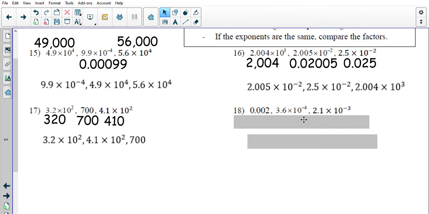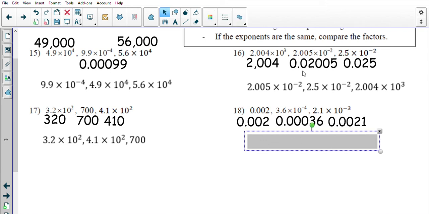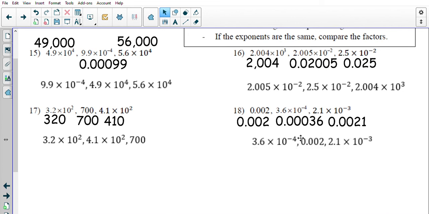Number 18. So for this one, 0.002, I left, sorry, in standard form. 3.6 times 10 to the negative fourth is 0.00036, and 2.1 times 10 to the negative third is going to be 0.0021. So if you want to write this guy in scientific notation, it would be 2 times 10 to the negative third power. So when we look at the smallest, 3.6 times 10 to the negative fourth is definitely the smallest because we're going to have more zeros in front of our numbers. And then this guy is going to come next since 2 is going to be smaller than 2.1.